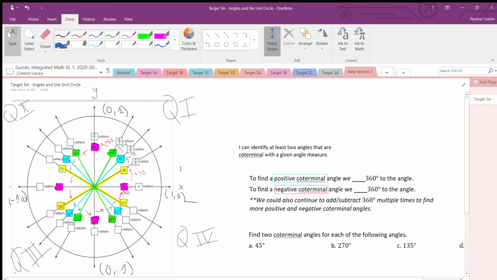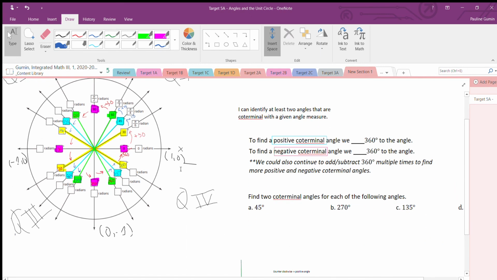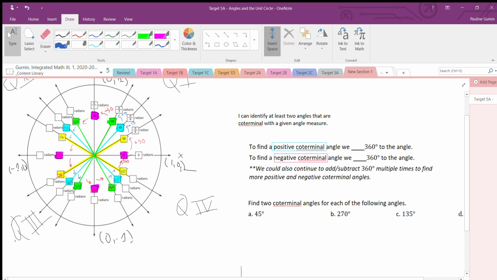Okay. Now another thing that we're going to do with angles is find positive and negative coterminal angles. Now all this means is co means together, kind of. I'm not sure if that's the exact definition, but terminal means the end. So we're going to find two other angles that end in the same spot as the one that I'm asking you about. Now, how is that possible? Well, it's a circle. You can go round and round in circles as many times as you'd like.